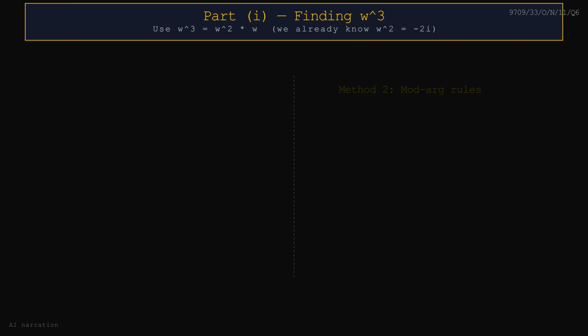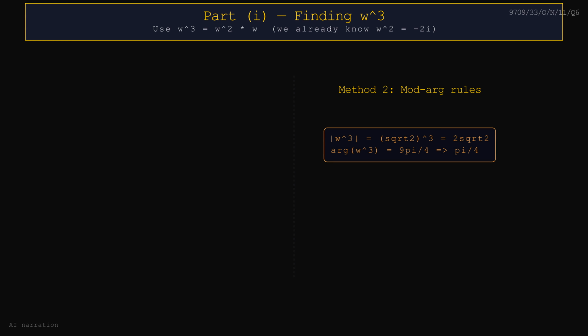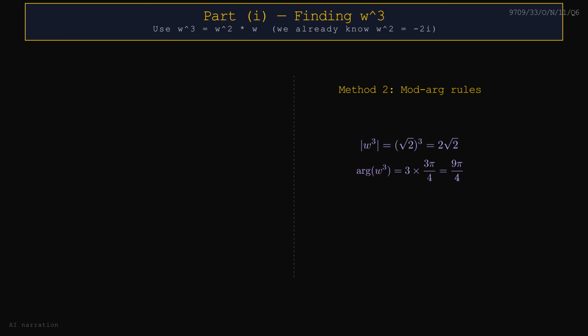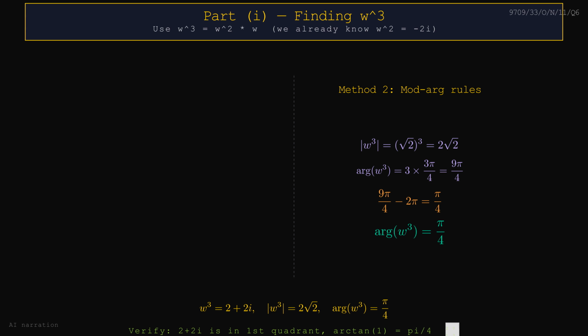Method 2. Modulus-argument rules again. Modulus is 2 root 2, argument 9 pi over 4 reduces to pi over 4. Modulus 2 root 2, argument pi over 4 after adjusting 9 pi over 4. W cubed is 2 plus 2i, modulus 2 root 2, argument pi over 4. Verify: 2 plus 2i is in the first quadrant, arctan 1 equals pi over 4.